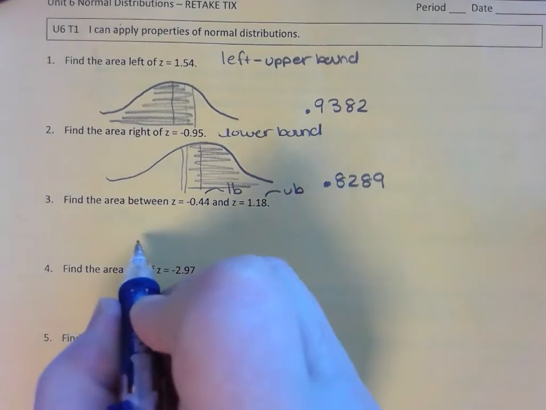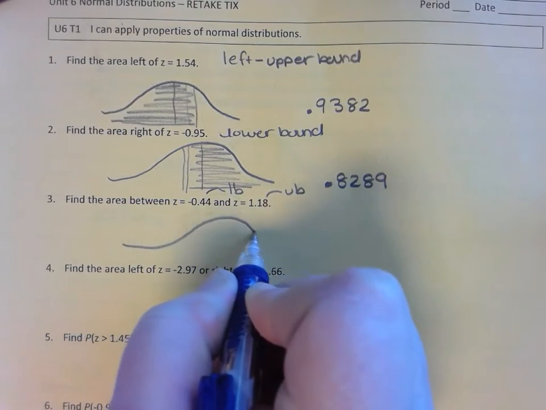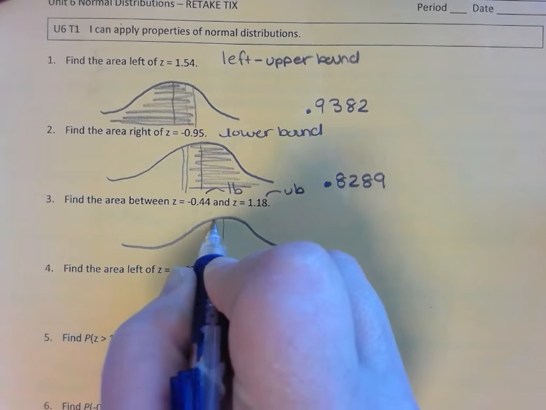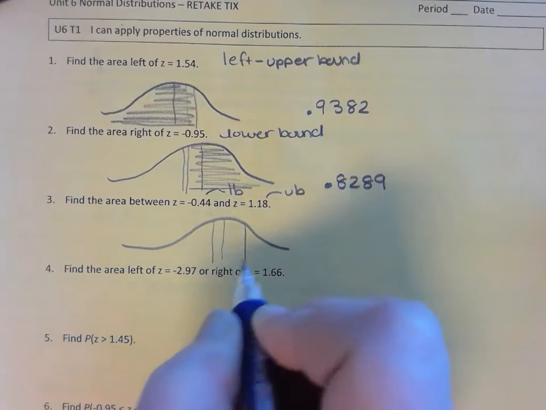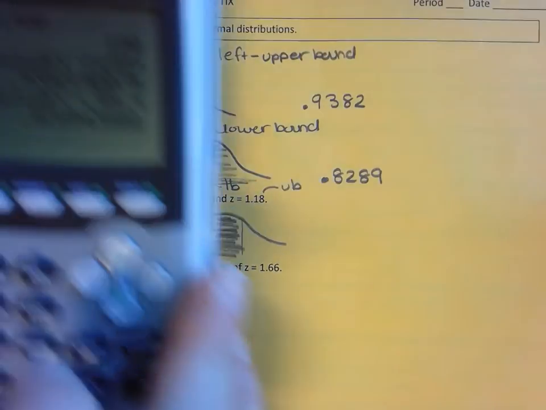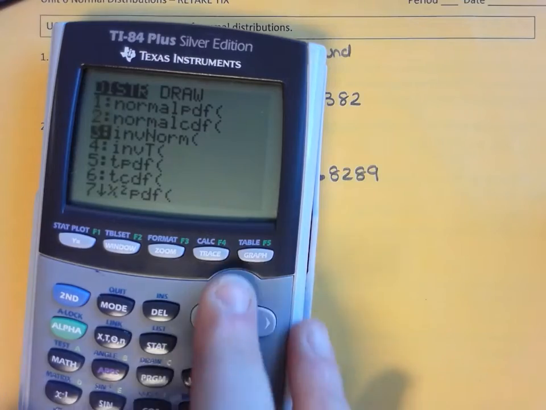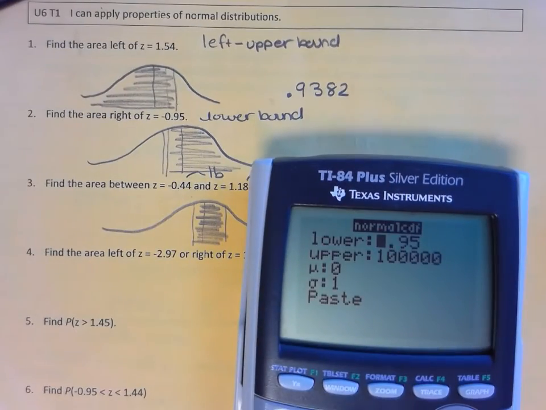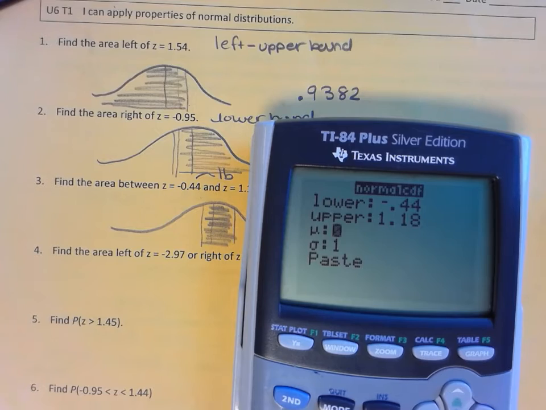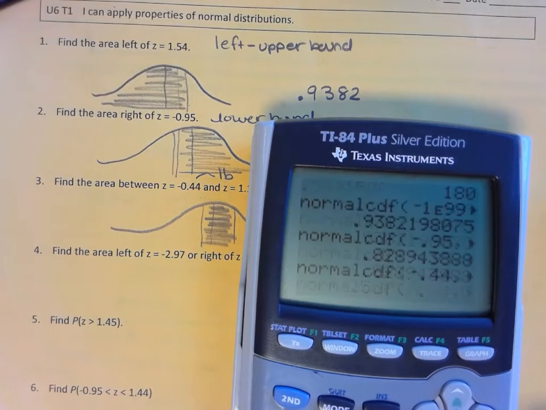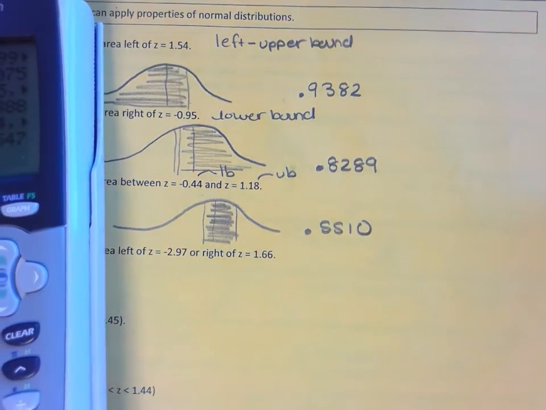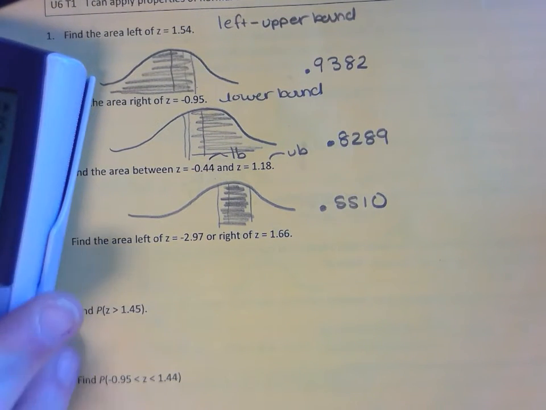And then between, here's your mean. And so it's approximately like this. So you're going to do second VARS, normal CDF. Your lower bound is negative 0.44, and your upper bound is 1.18. And I get 0.5510. Okay? Now, let's pay attention to what we're doing here.